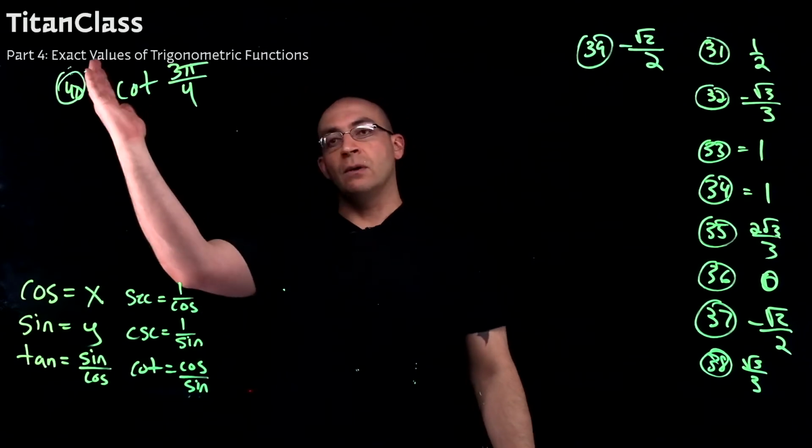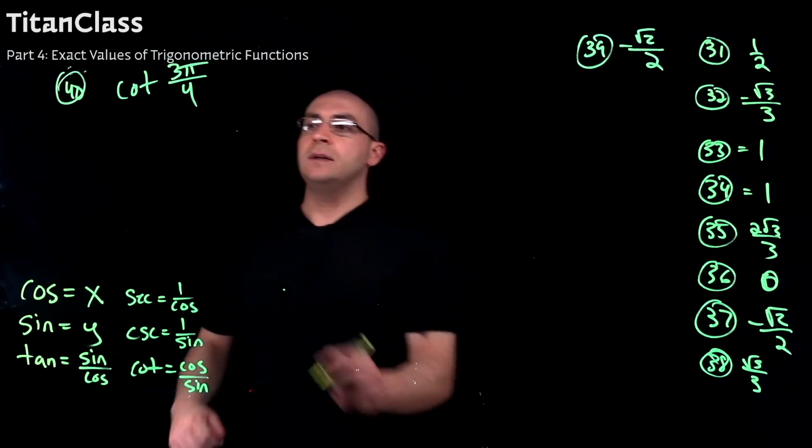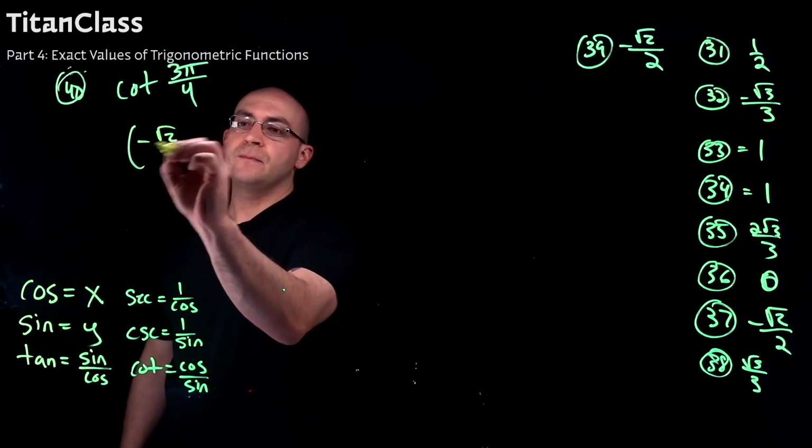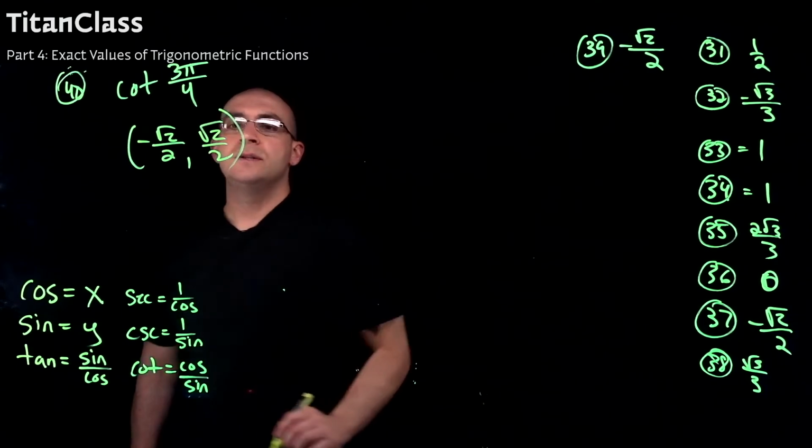Cotangent of 3 pi over 4. Well, what is the value at 3 pi over 4? Or what is the ordered pair at 3 pi over 4? Well, it's a negative cosine value and a positive sine value. So I'm going to be dividing.